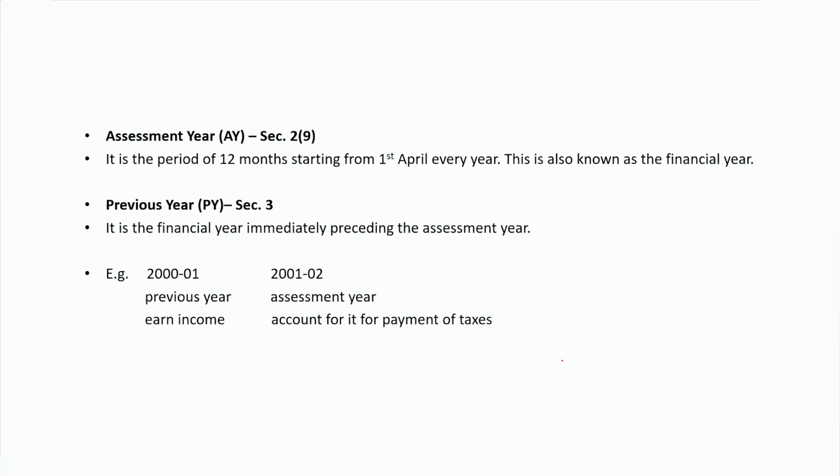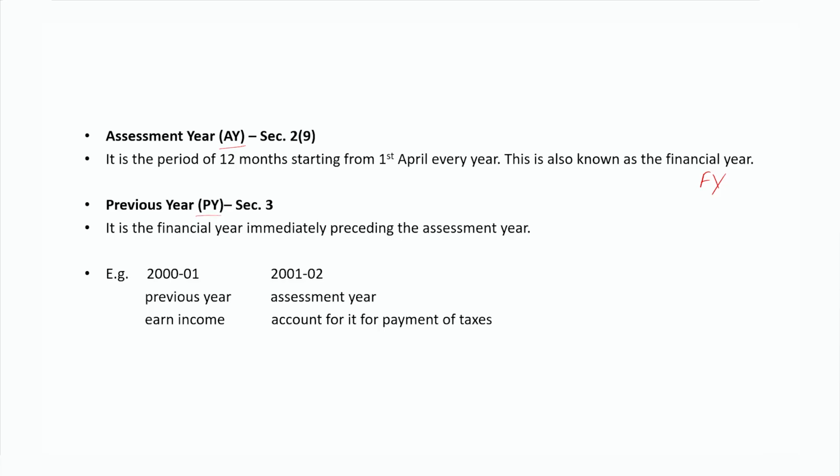So section 2 clause 9 provides what is an assessment year. It is nothing but simply a period of 12 months starting from the 1st of April every year. This is also known as the financial year, right. So financial year, we usually write it as FY. Assessment year is referred to as AY, and then we look at the concept of PY, which is nothing but previous year.